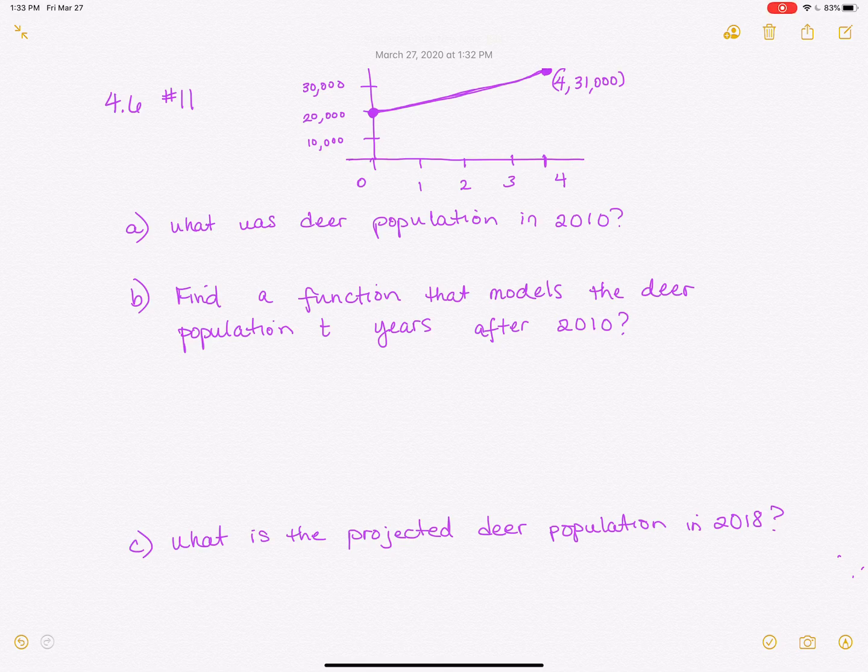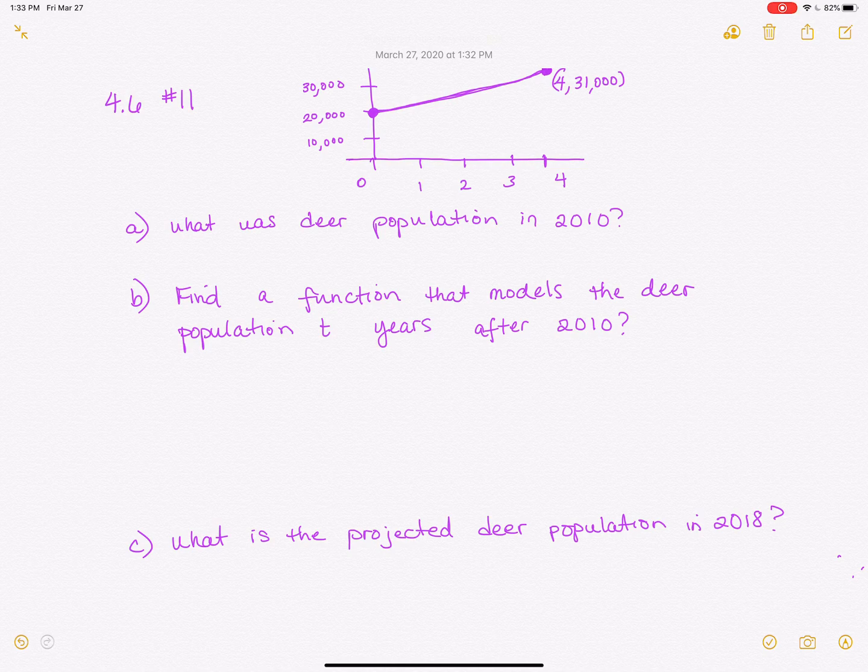Okay, I'm going to work another problem from 4.6 because I don't know that there are any where you actually have to find the relative growth rate. So I want to do one of these. This is number 11 from your book. And I just kind of drew a rough sketch of the graph they gave you. But let's just go through it one question at a time.